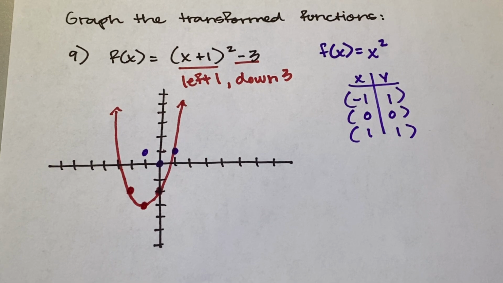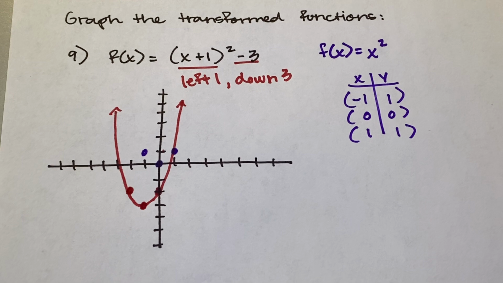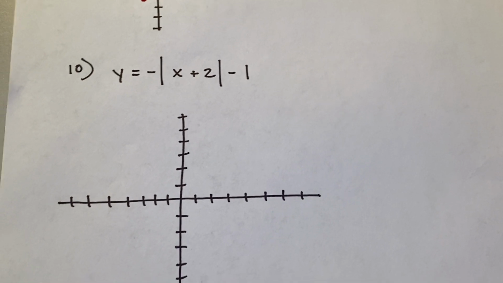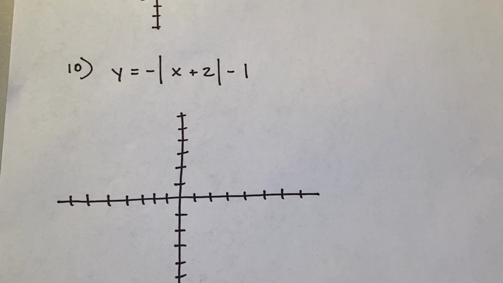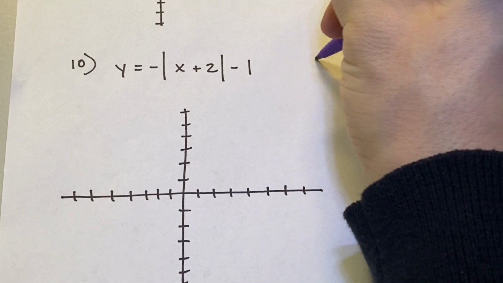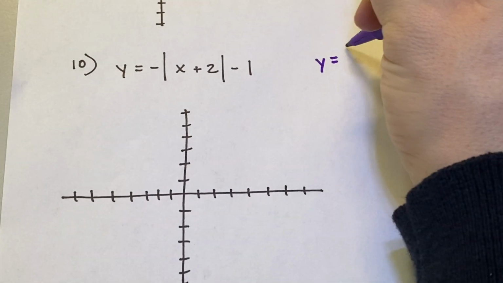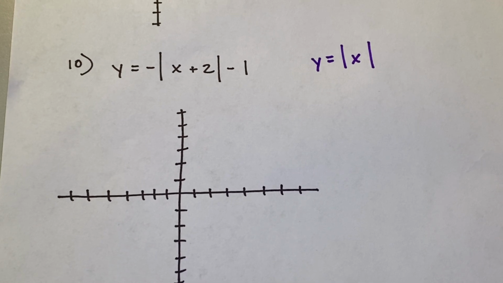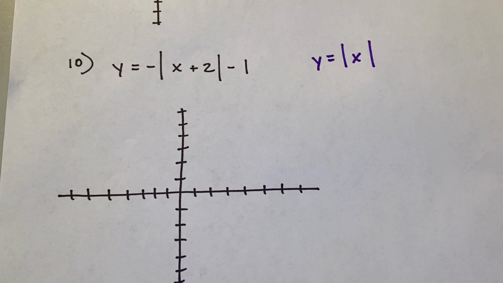Alrighty, number 10. We have a transformation here that we have not talked about yet, but it's not too complicated. Let's just do what we did to begin number 9 and identify the parent function. This time it starts with y equals. Our original function was just our absolute value function. Easy peasy.